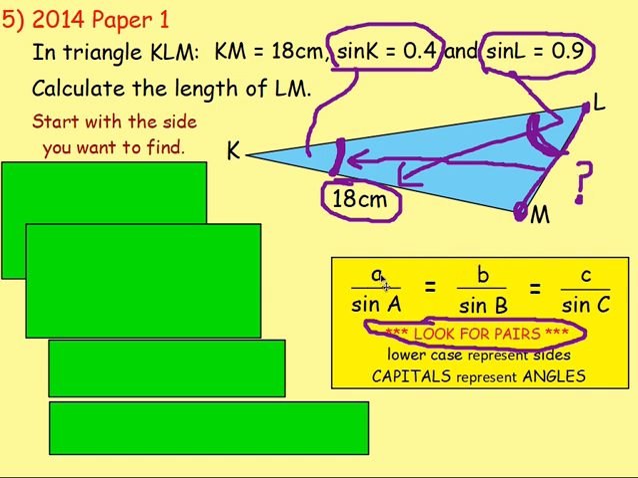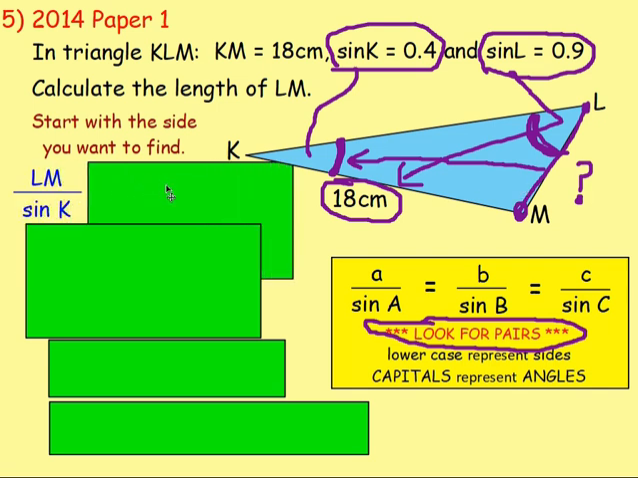So it sticks with A over sine A, B over sine B, C over sine C. If it was an angle you're wanting, you just flip the sine rule upside down, for sine A over A, sine B over B, sine C over C. But just leave it as is because it's the side you want. So this side is LM, so I'm just going to stick with that, calling it LM, divided by the sine of whatever that's paired up with, and it's paired up with K. So it's going to be sine of K.